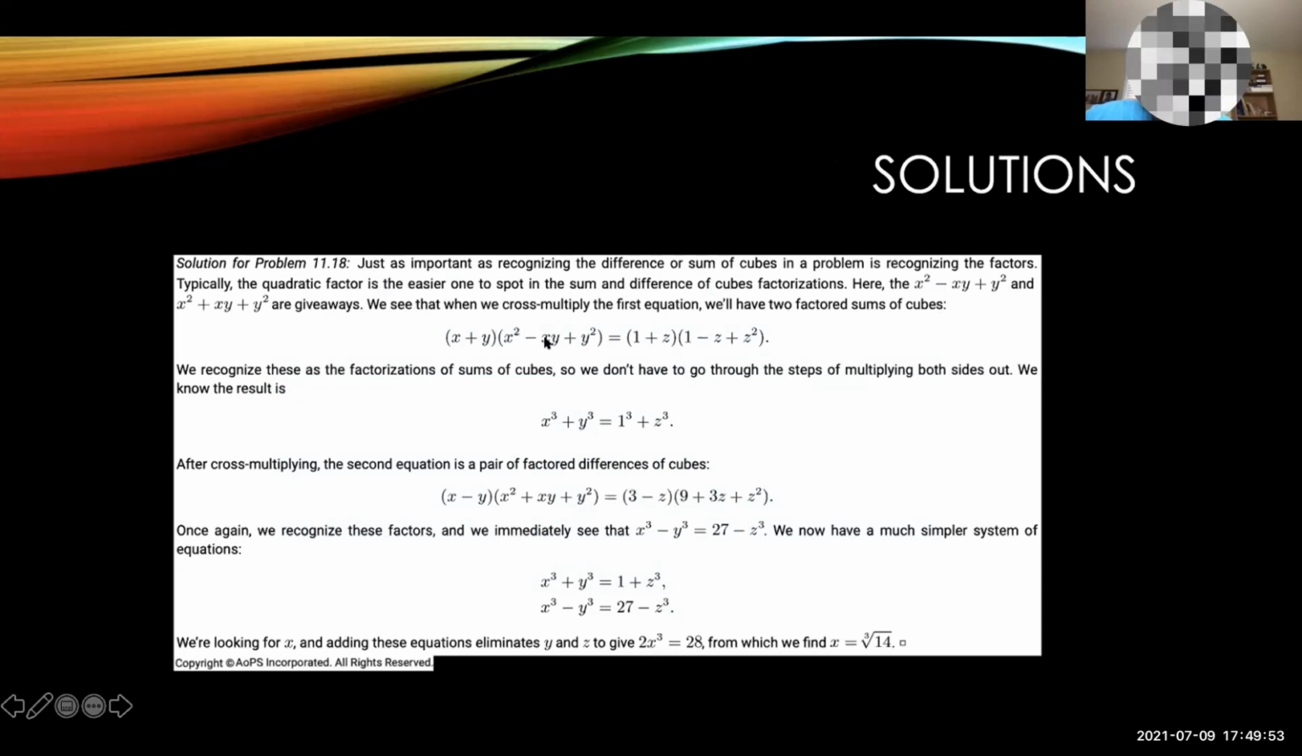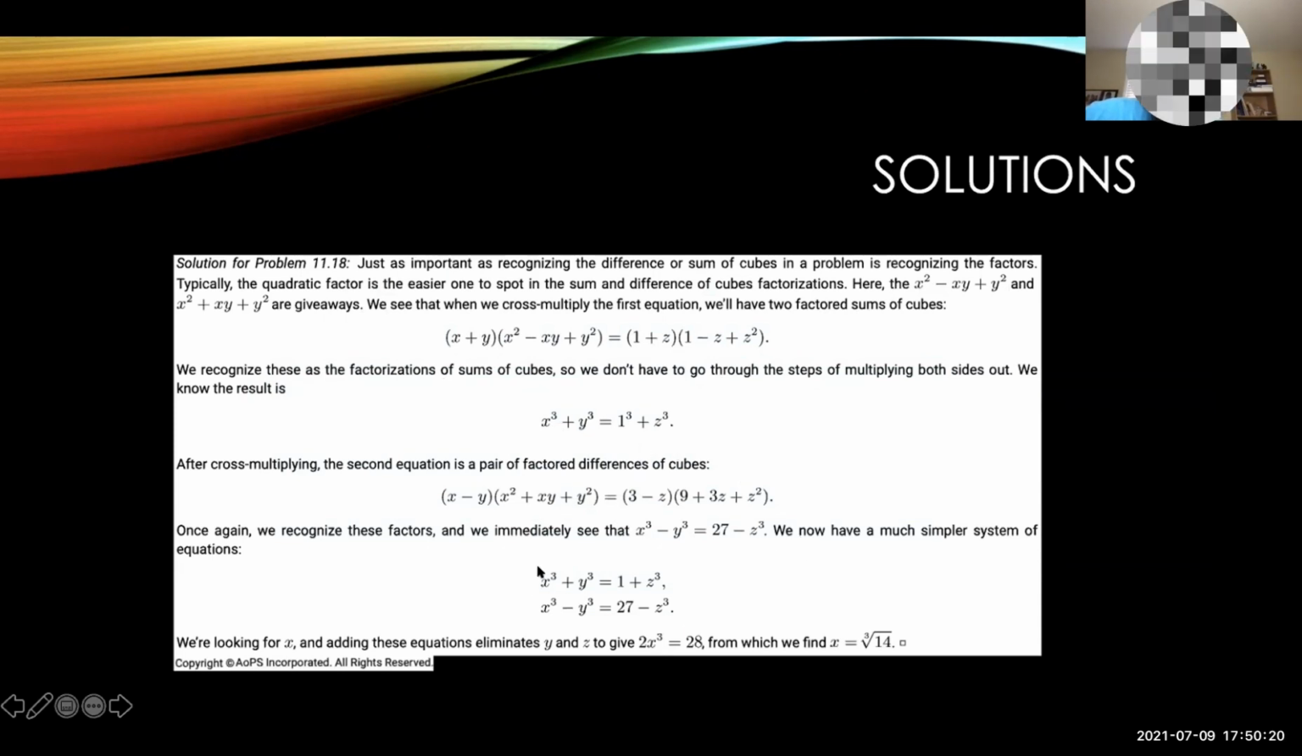The first thing we did is we actually cross multiplied the first one out, and then when you do this, you start to realize that these are just factorizations of cubes that we learned about a few slides ago. So if you actually simplify these, you'll get x cubed plus y cubed equals 1 cubed plus z cubed. And then that's the same thing you have to do with the second equation as well. And then when you do that, you get x cubed minus y cubed equals 27 minus z cubed.